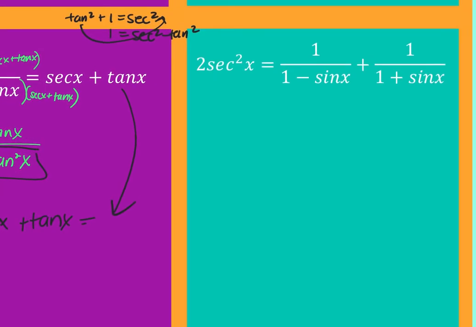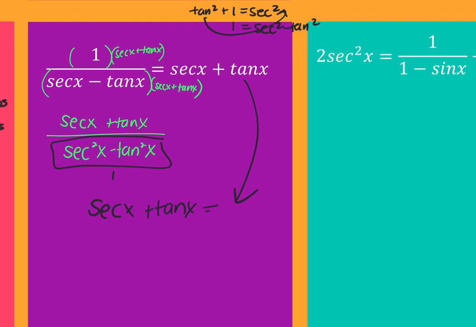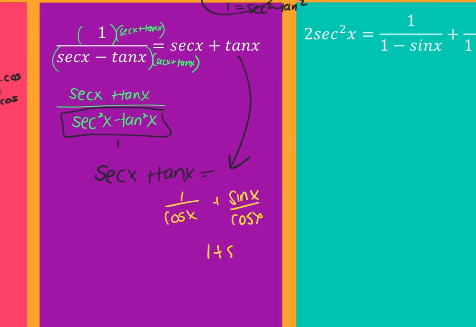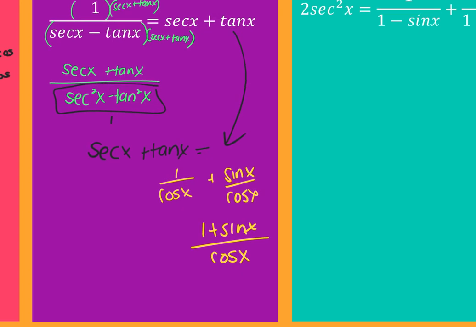Can you do the right side then? Yeah, no, you could do it. So what'd you do? 1 over cosine? I got stuck. Yeah, I got 1 over cosine and then tan, I made it sine over cosine. Then 1 plus sine x over cosine. And then you get stuck though, yeah, right?